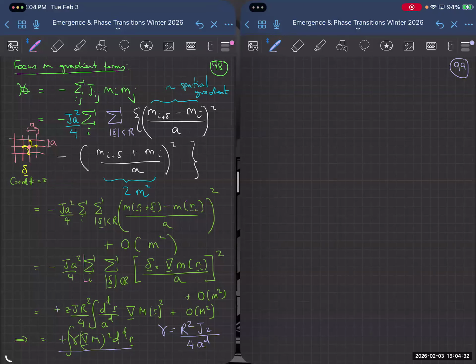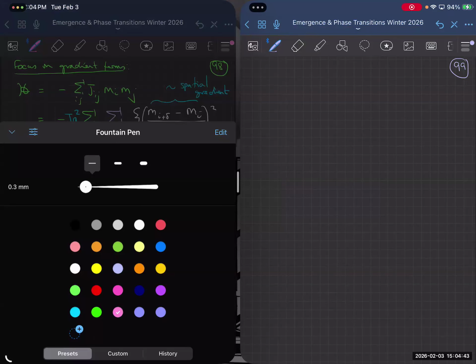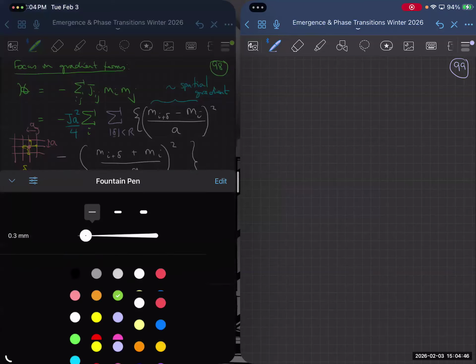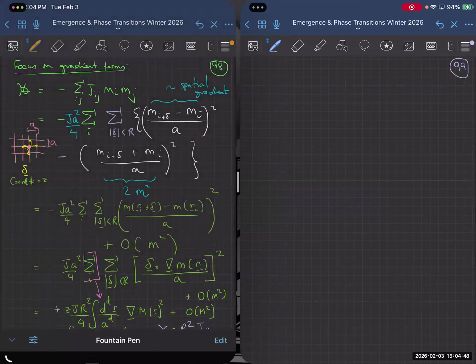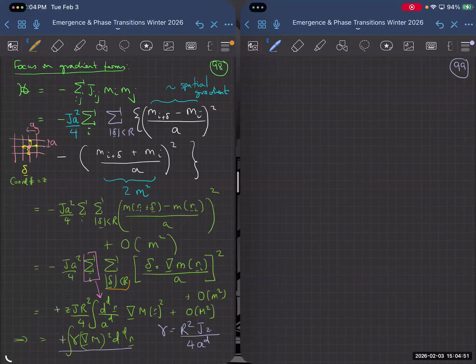So this sum over i turned into this integral, just as we had before, and this z comes from summing over these deltas. That gives you that, which is why I introduced the coordination number up here. And then everything else is more or less self-explanatory, and this comes from just doing the Taylor expansion to lowest order. All right, so now I want to move on to the next topic.